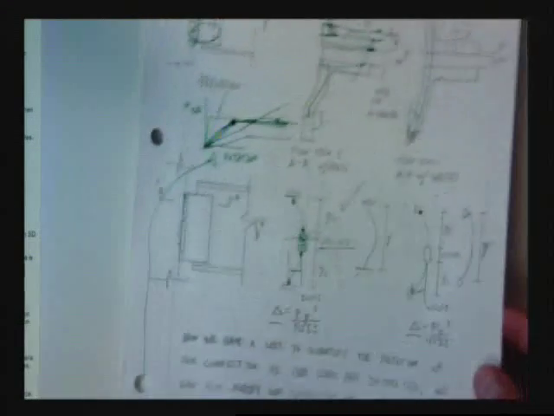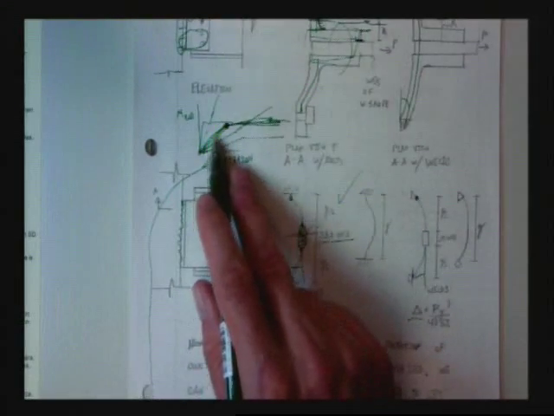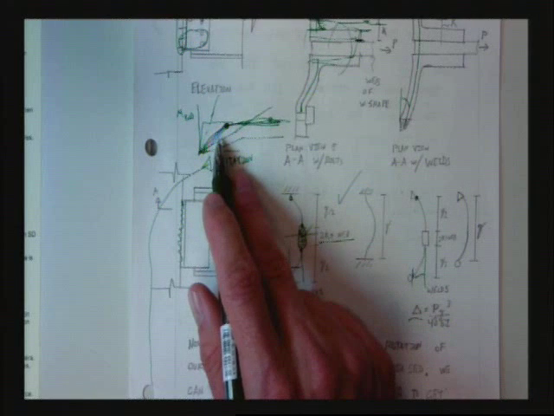Okay. And if you want to spend 2 weeks on a finite element program, believe it or not, you can trace out the true behavior, but I'm going to get the same answer in about 10 minutes on 3 pieces of paper.